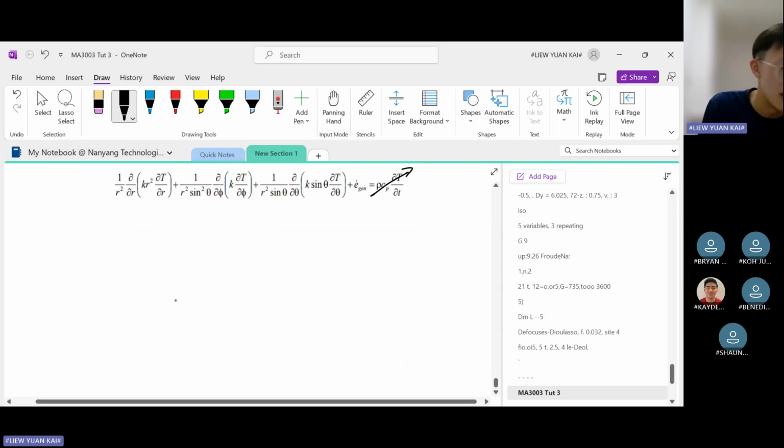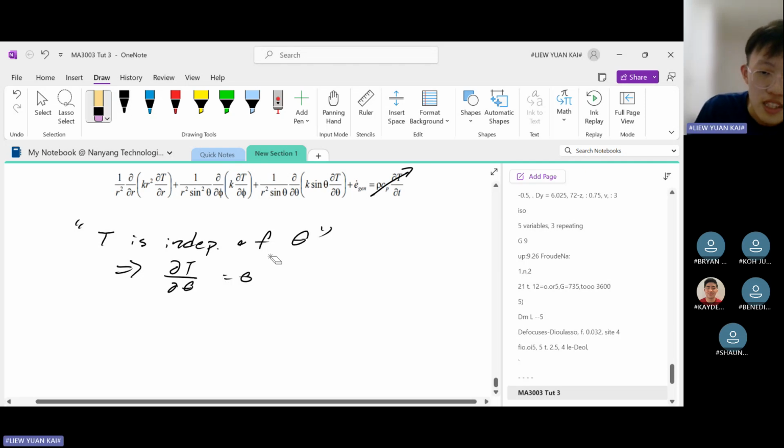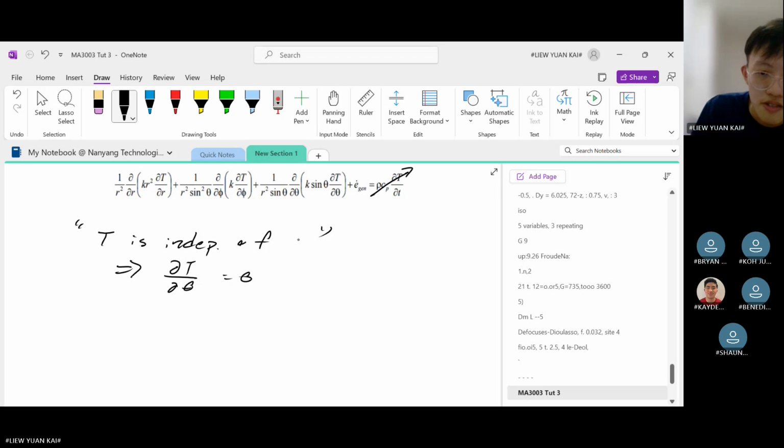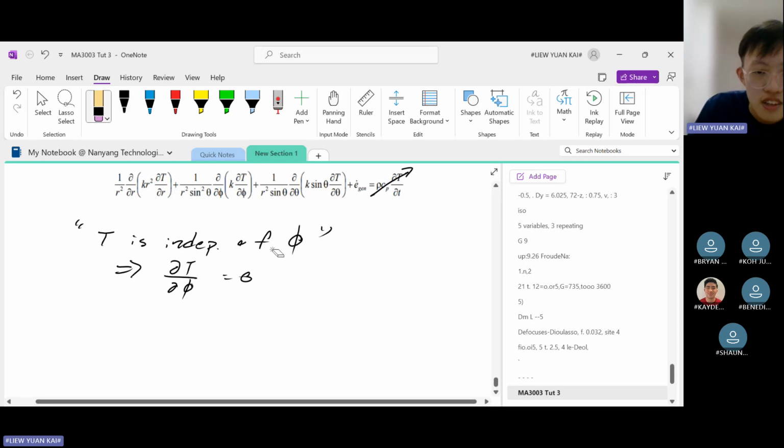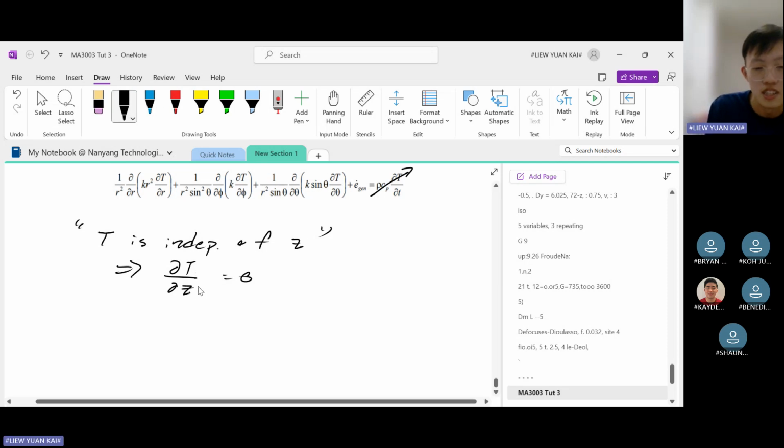What do I mean by independent of? Let's take, for example, this statement. T is independent of theta. So this means partial temperature, partial theta is 0. Likewise, if I change this to phi, then this means partial temperature, partial phi is equal to 0. Likewise, if I say independent of z, then that means partial temperature, partial z is 0.